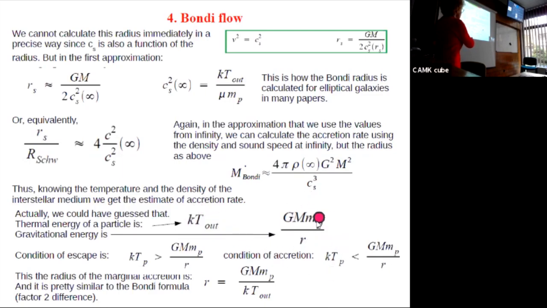if the particle is a proton, for example, it's this. So if the thermal energy is larger than the potential energy, then the particle does not accrete. If it's smaller, if the gravity wins, it will accrete. So if you put this into that, you can calculate something like this. It's more or less the same, but with accuracy of factor two or something like that. So this is sort of an intuitive explanation for the boundary formula.